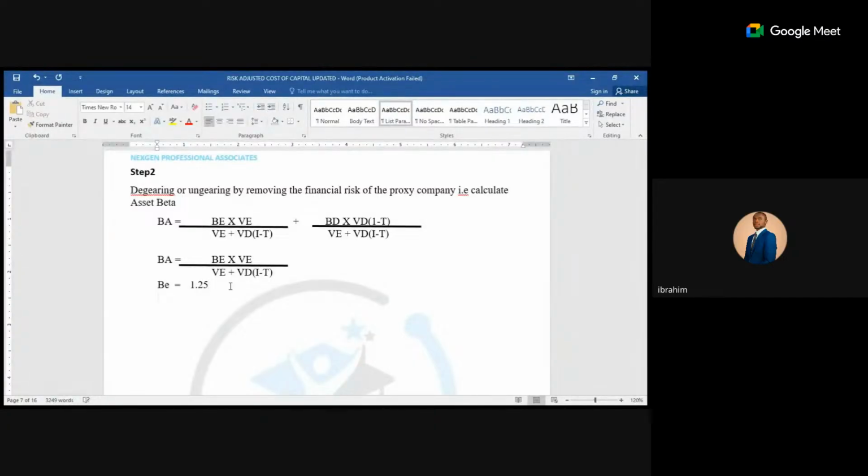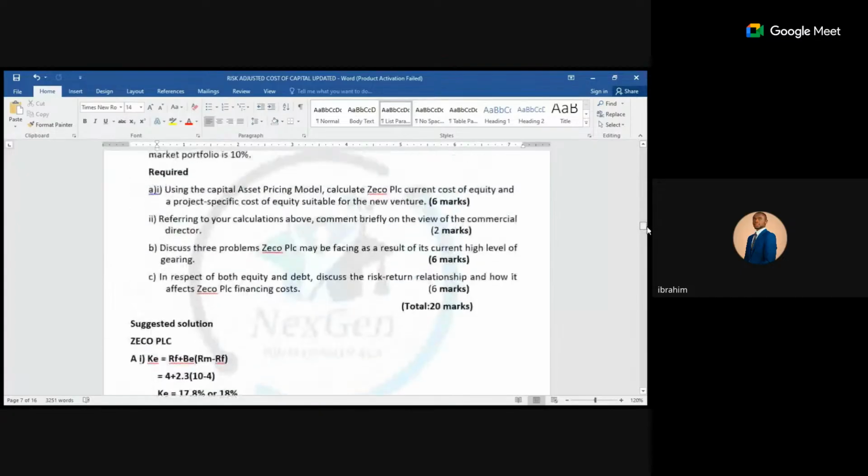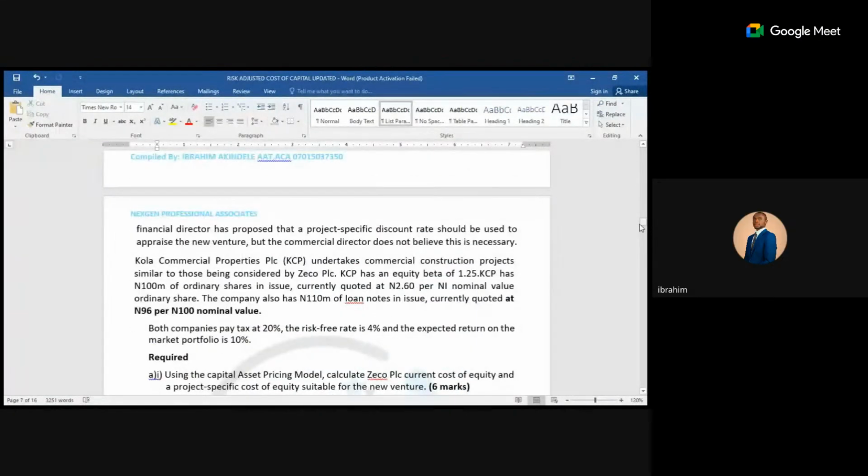Right. The value of equity of the project company. What is the value of equity of the project company? Don't forget that they have an ordinary share of 100 million. Then they have the market price, that is the quoted price, and the nominal value is 1 naira.